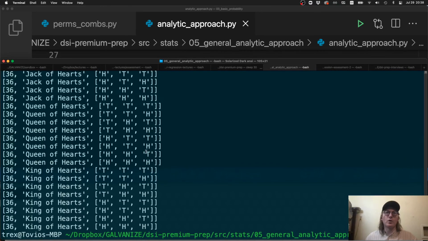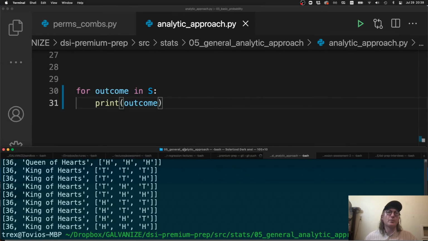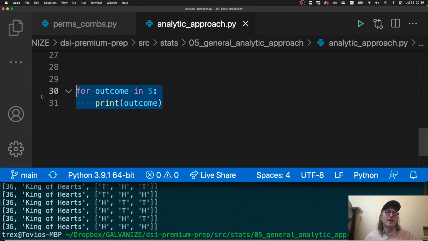There's a lot here to work with. There's a lot of randomness that we can play around with. And this brings us to kind of step 3 of this general analytic approach, which is answering questions.